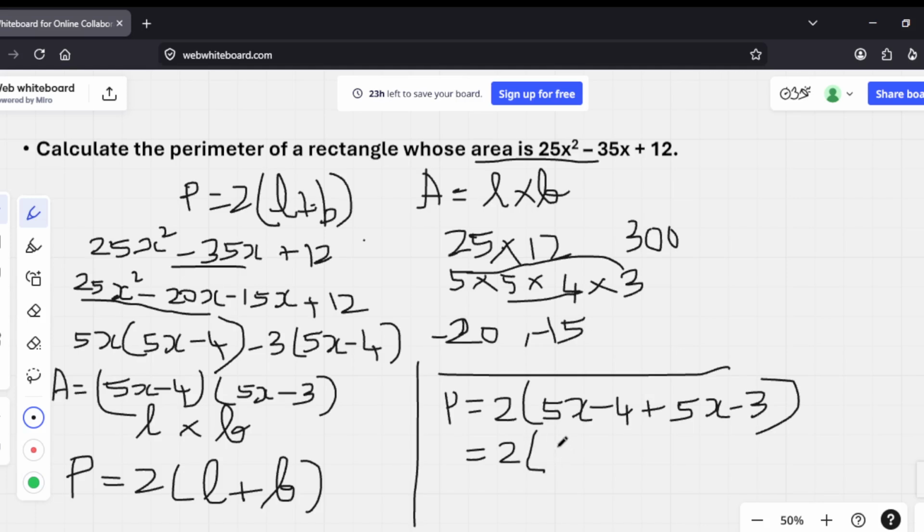Now 5x 2 times, so I will put 10x. Minus 4 minus 3 is minus 7. Now if I multiply that further, 2 into 10 is 20x and 2 into 7 is 14. So this is the perimeter of the rectangle which is asked in the question. This is what we have to find out. Okay.